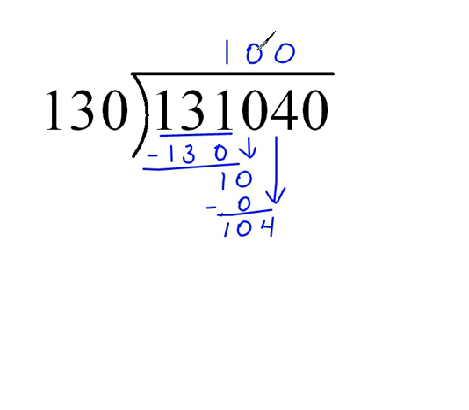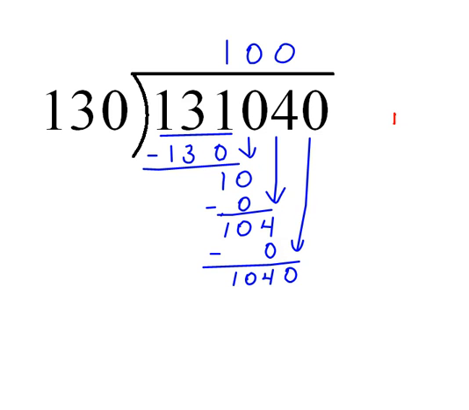We have to keep doing those 0 placeholders. So 0 times 130 is 0. And when we subtract, we get 104. Drop the next digit, which is a 0. Now, I don't know all the multiples of 130 off the top of my head, so we are going to have to do some figuring here. Now, 130 into 1,040.